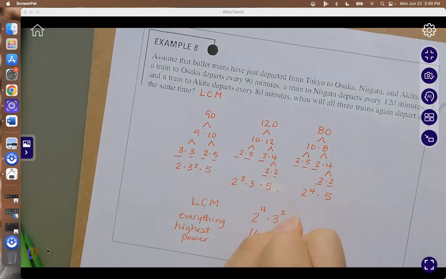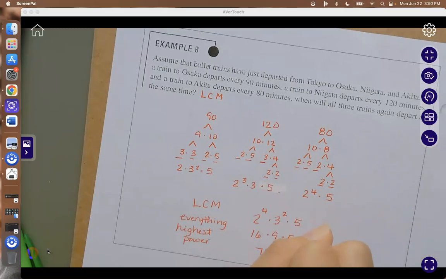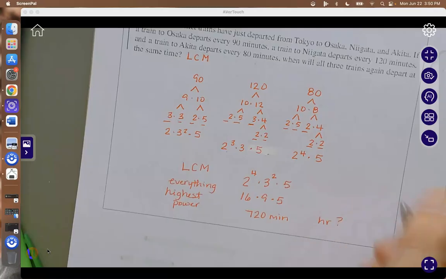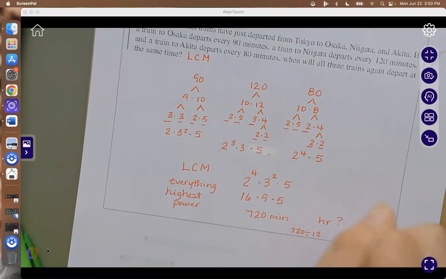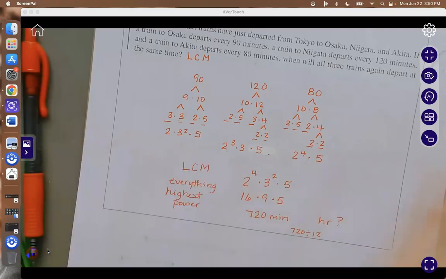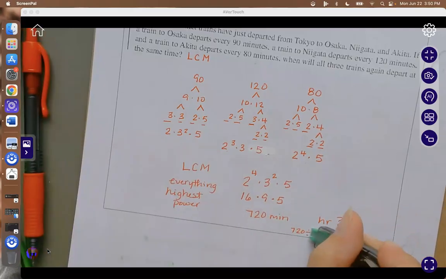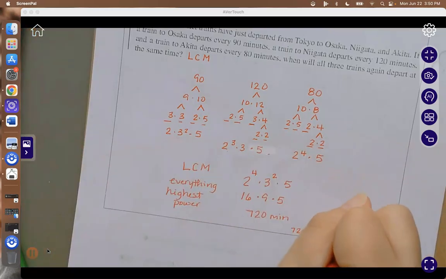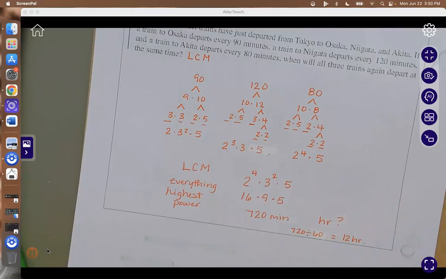This is going to be 720 minutes. Now, we don't talk in those terms. So how many hours is that? So we do 720 divided by 60. I was doing the division and then writing the answer as my division. 720 divided by 60, and that gives me 12 hours. That's when they'll all depart at the same time again.